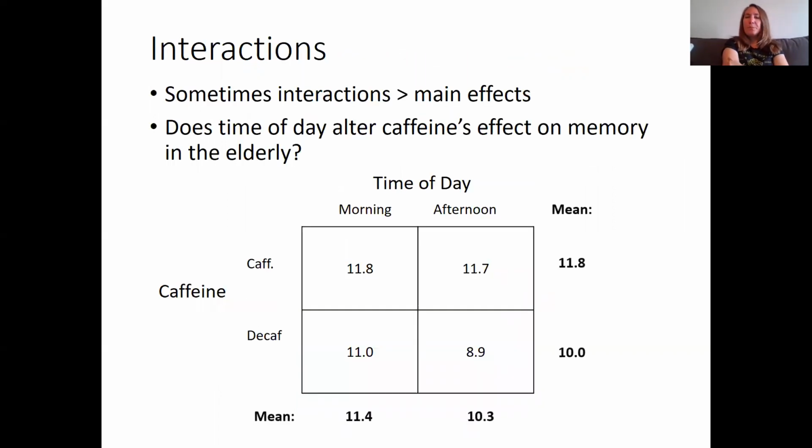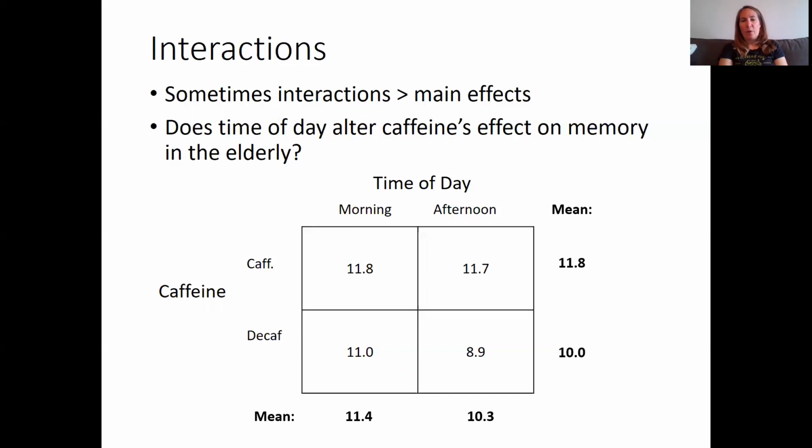Okay, let's do one more. In this particular one, we have gone to a nursing home to discover caffeine's effect on the elderly's memory. So what we've done here is we have our independent variable of time of day, where we test them in the morning or we test them in the afternoon. And then we have our independent variable of caffeine, where we either give them caffeine or we give them decaf coffee.